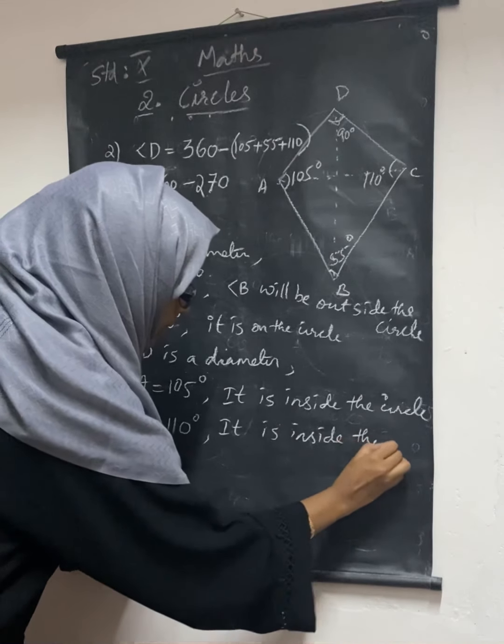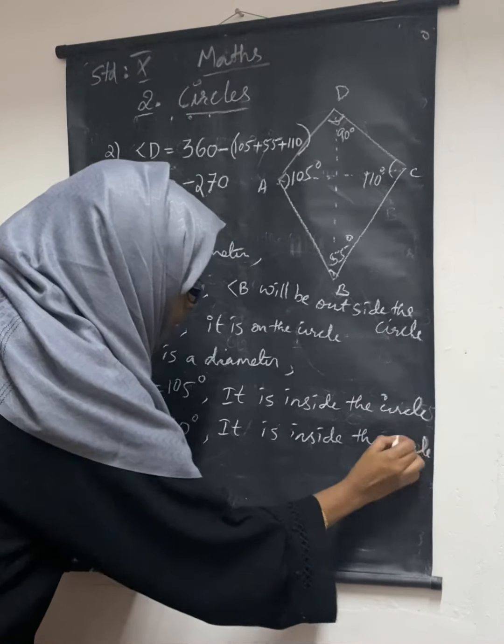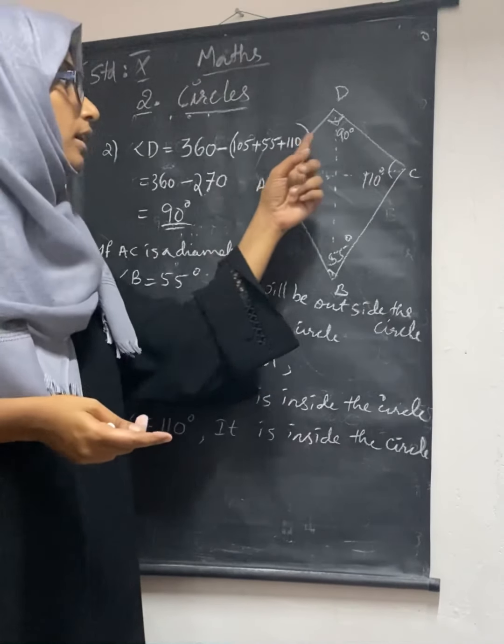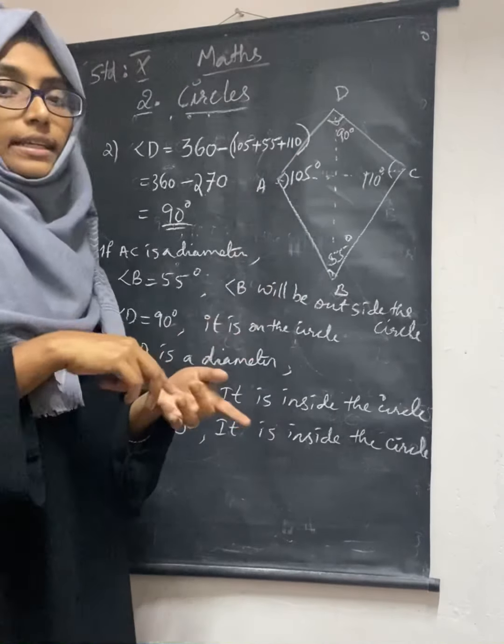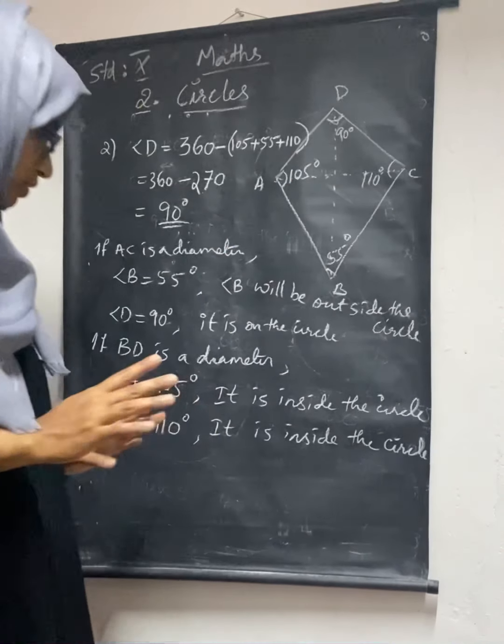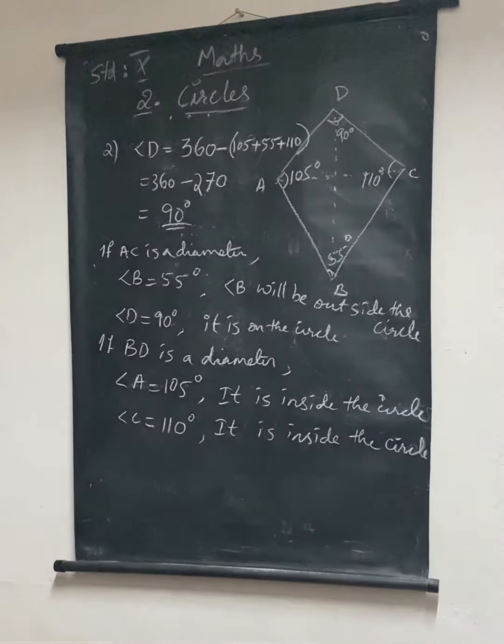So these are all important. Any kind of question can be asked. But the only thing is, you have to keep it in mind. If it is 90, it is on the circle. If it is less than 90, it will be outside. If it is more than 90, it will be inside. That concept you have to keep in mind.